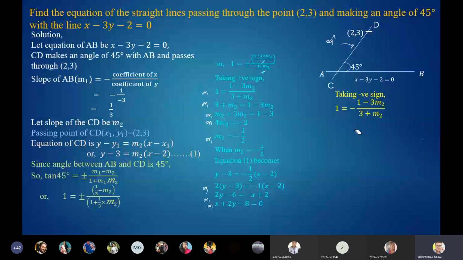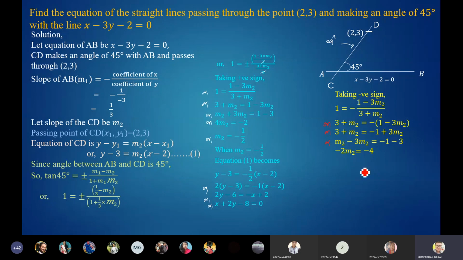So further simplify it, it will be 3 plus m2 equals to minus times (1 minus 3m2). So be careful while dealing with this question, because this minus sign may cost you some marks if you don't pay attention while solving it. So 3 plus m2 equals to minus times 1 is minus 1, minus times minus is plus 3m2. Or m2 minus 3m2, because this is plus 3m2; when it is shifted to the other side, it will be minus 3m2.